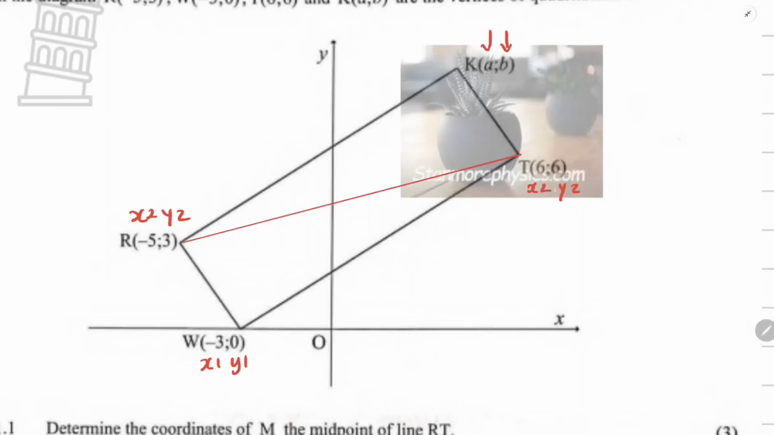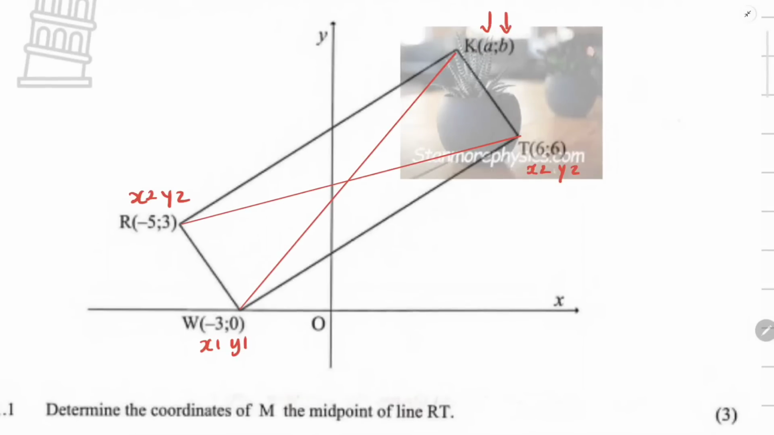Okay, so here's the thing about a parallelogram. There are various ways to prove that a shape is a parallelogram. One of the ways, and the way that they're clearly hinting at here, is about the diagonals of a parallelogram. You see, we already have one diagonal, RT. If you connect W and K, we have another diagonal, WK. One of the ways we can prove that a shape is a parallelogram is to prove that the diagonals bisect each other.